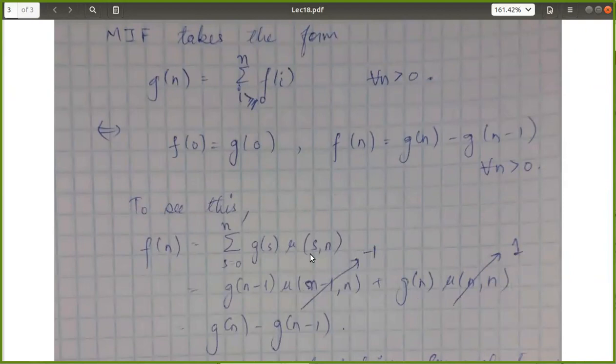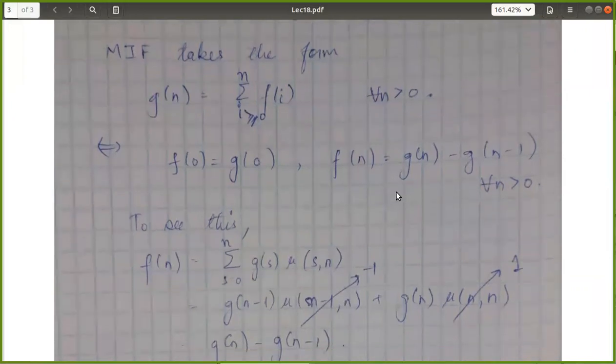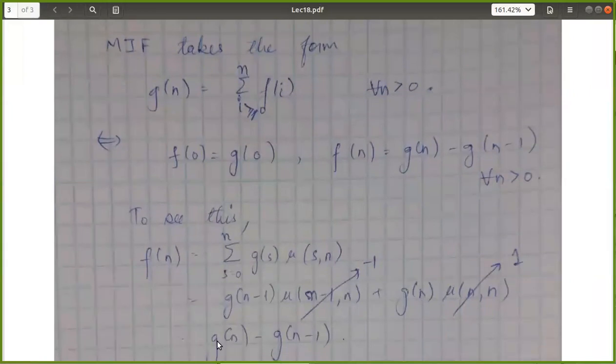What is the coefficient of mu of n minus 1, n? It is g of n minus 1, and mu of n, n comes with g of n. So what you actually get is g of n minus g of n minus 1. So f of n is g of n minus g of n minus 1. Okay. So g of n is equal to this particular summation if and only if f of n is equal to g of n minus g of n minus 1.